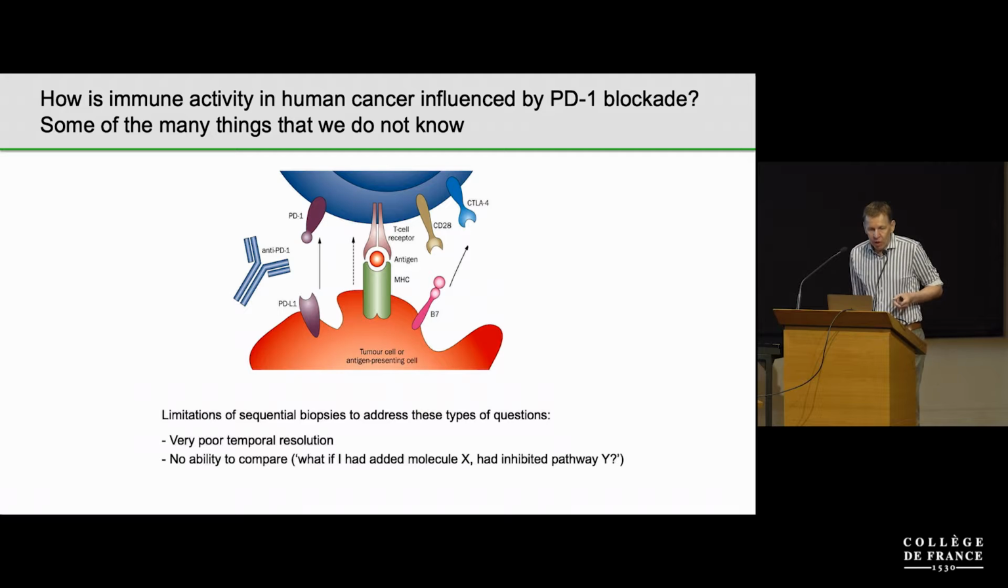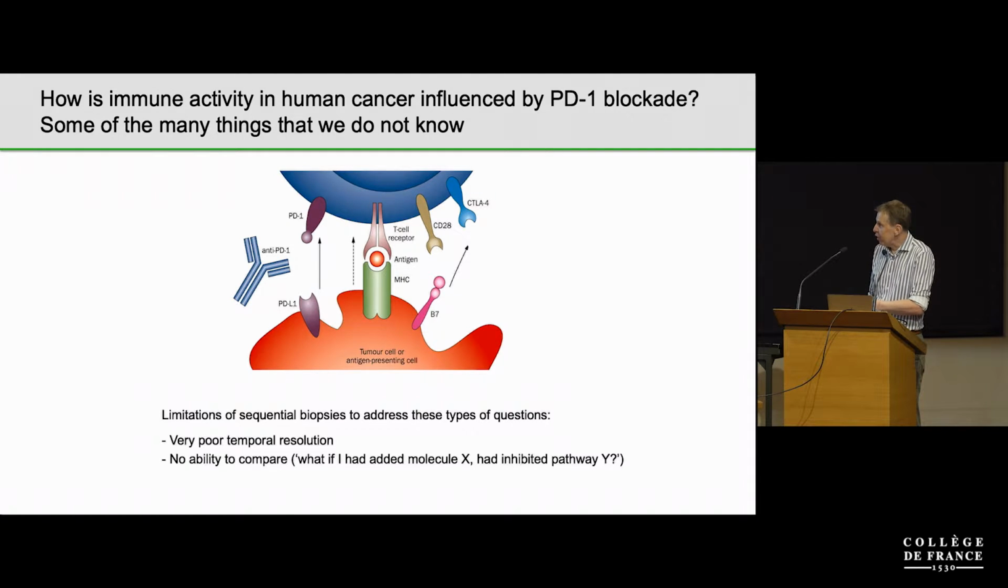One effort to try and address this is the use of sequential biopsies, where you treat patients, take pre-treatment and post-treatment biopsies, and start looking for the differences. While I think this is a very valuable effort, and we've also been heavily involved in that, it's important to realize there are very significant limitations. I've listed two here. If you take sequential biopsies to address these types of questions, you first of all have a very poor temporal resolution. You're often looking at biopsies that are spread out over 8 or 12 weeks, and obviously many things can have happened in that time period.